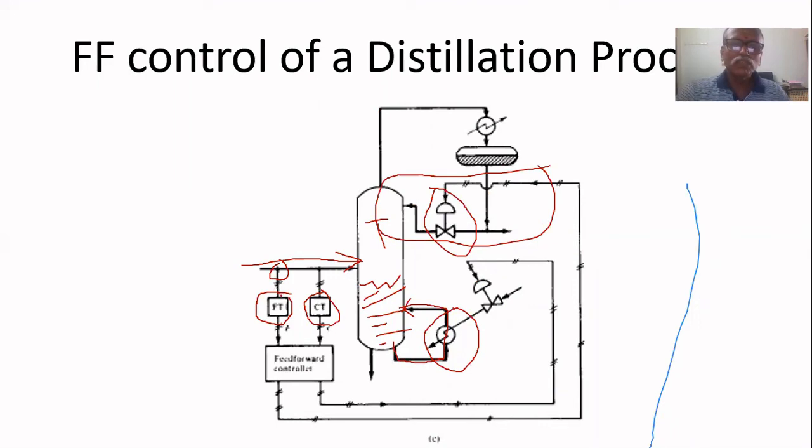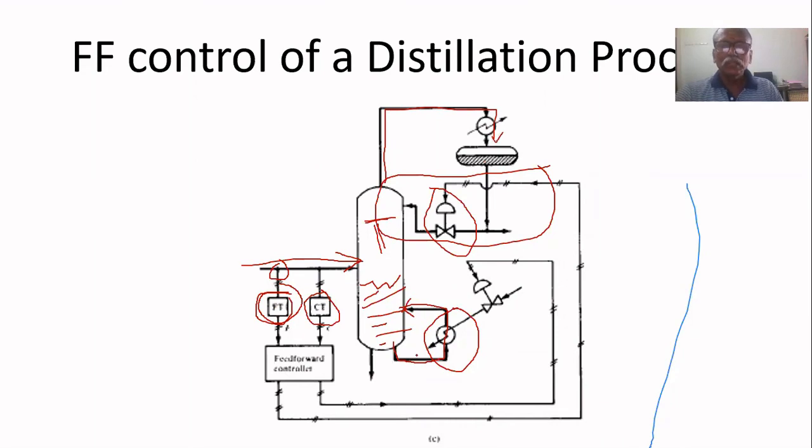For example, if the feed flow rate is increased, there will definitely be a sudden decrease in temperature. Then we have to increase the temperature immediately. Otherwise, the top product quality will degrade.